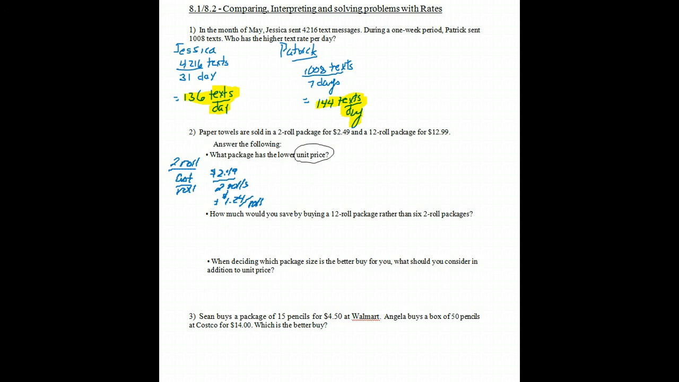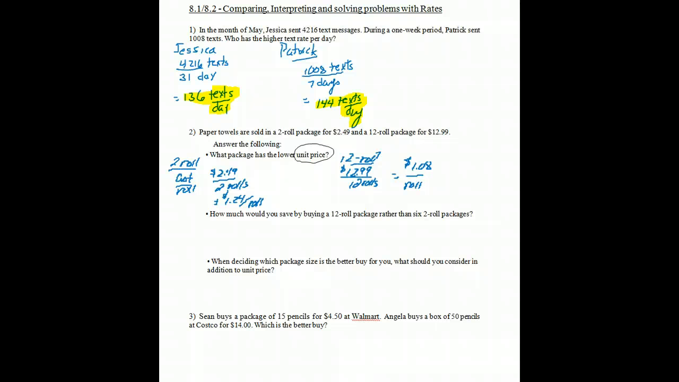So you should write your answer as a rate. So it's $1.24 per roll. And here, 12 roll. $12.99. And there are 12 rolls. So your rate is cost per roll, which is going to be $1.08. So the 12-pack roll has a lower unit price.